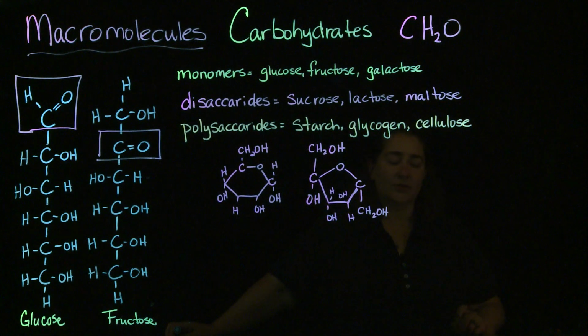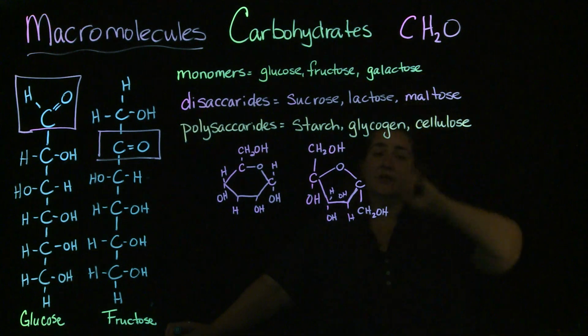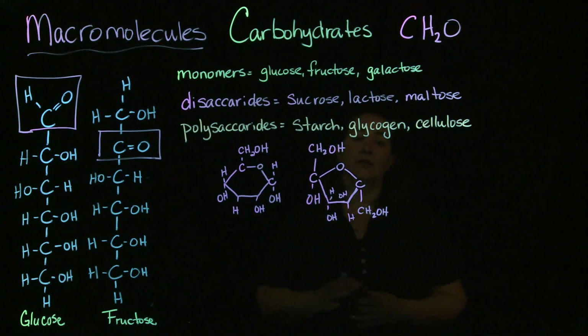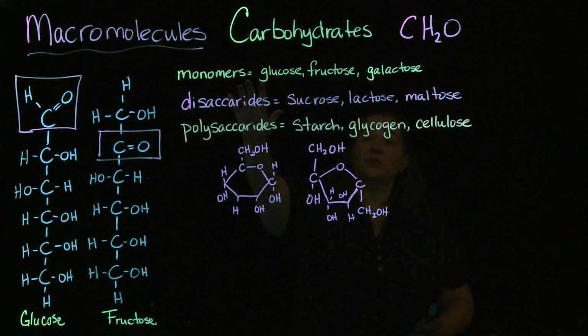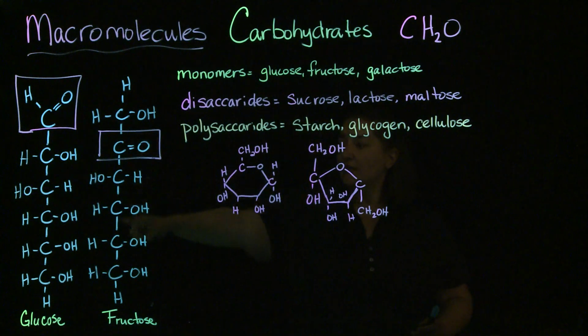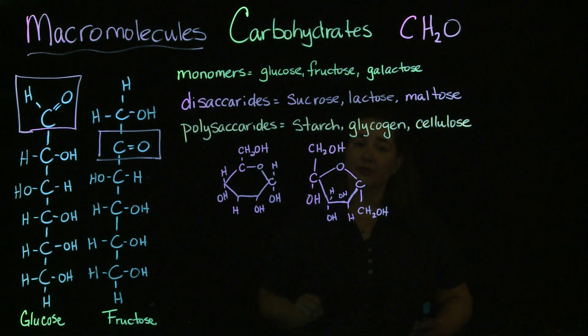Welcome back. We're going to continue talking about carbohydrates. I've summarized up here the same information that's in the PowerPoint slides. All right. Our monomers associated with carbohydrates are going to be glucose, fructose, and galactose. That's what I drew linearly over here.